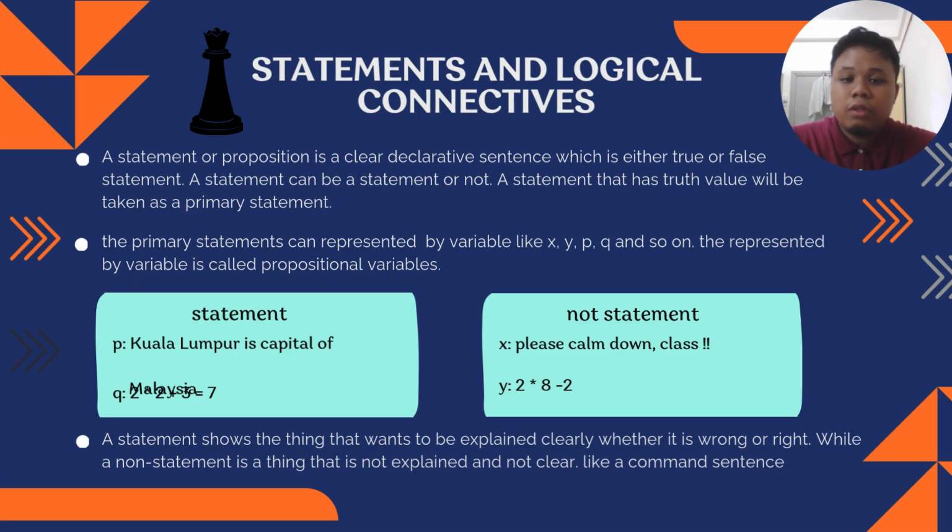There are two boxes that show statement and not a statement. The example for a statement is: Kuala Lumpur is the capital of Malaysia. The second example: 2 times 2 plus 3 equals 7. For the not a statement, for example: please come down. And the next example: 2 times 8 negative 2 but not half equal. A statement shows the thing that wants to be explained clearly, whether it is wrong or right, while a not a statement is a thing that is not explained and not clear, like a common sentence.